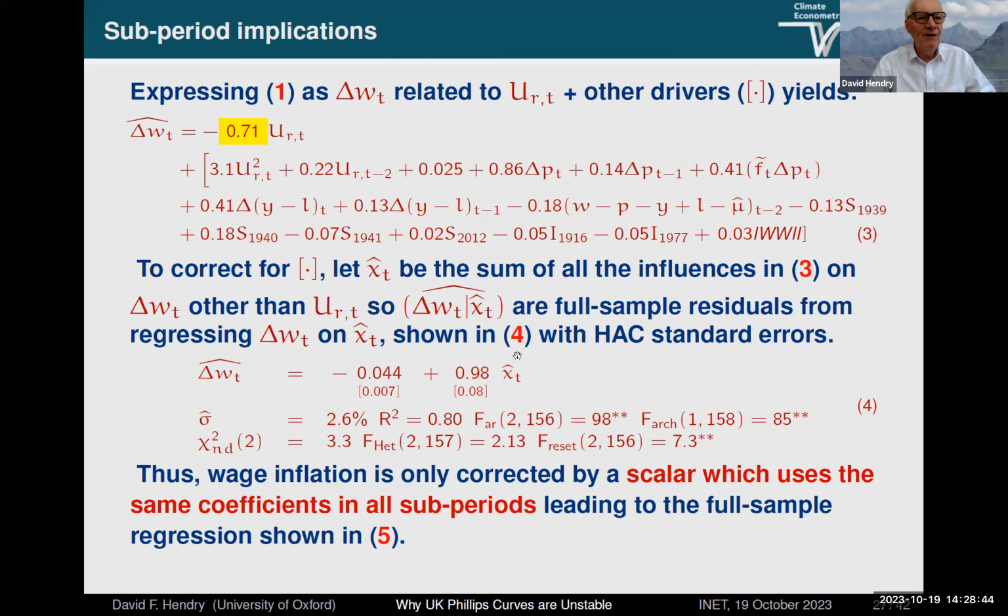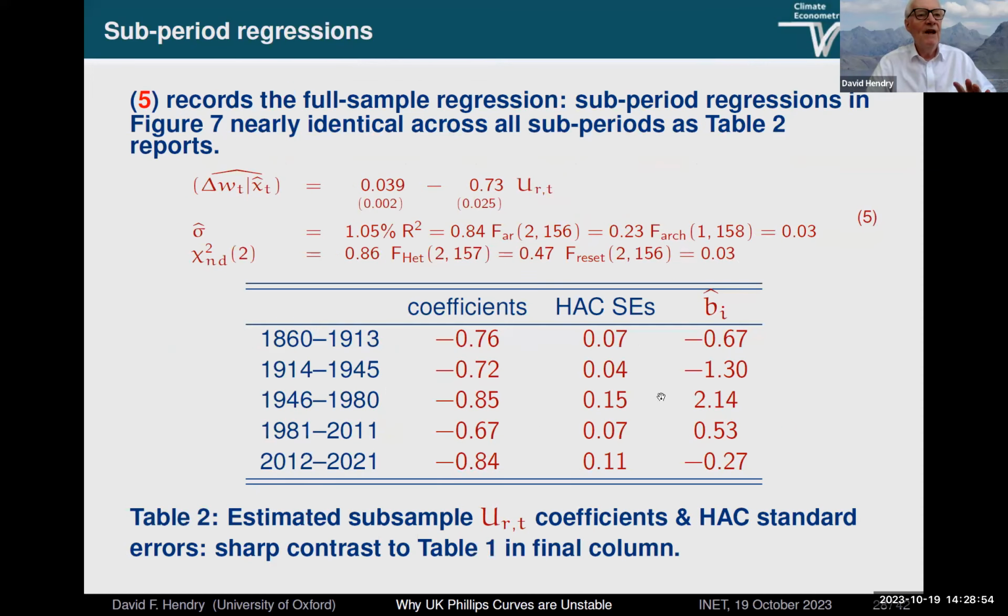If you regress delta W, you get almost a unit coefficient on delta X. It's only corrected by a full sample scalar. It uses the same coefficients in all subperiods. But if you now run the regression in subperiods of this full sample correction, what you get is minus 0.76, minus 0.72, minus 0.85, minus 0.67, minus 0.84. In other words, you get almost the same Phillips curve in every period once you've corrected for X, which has no effect on unemployment, right?